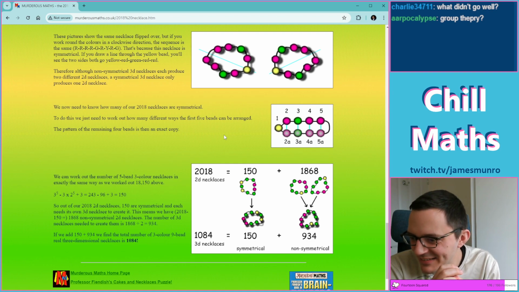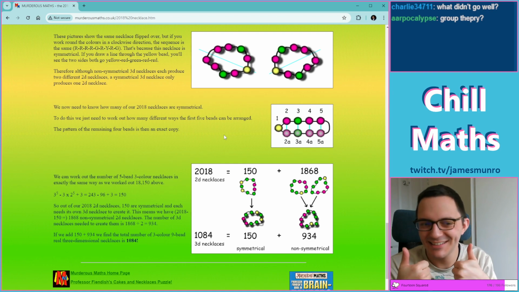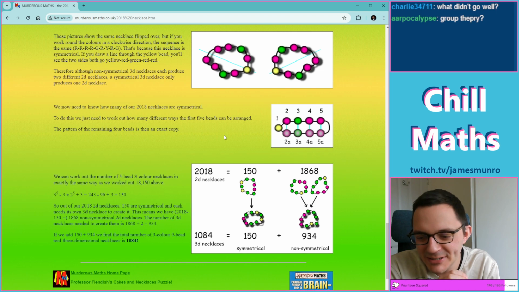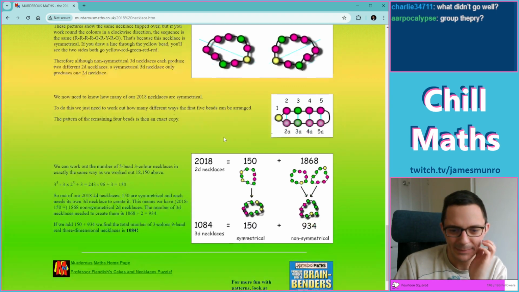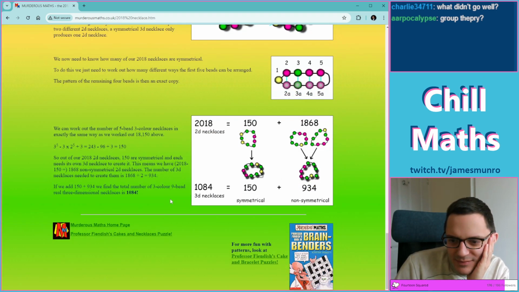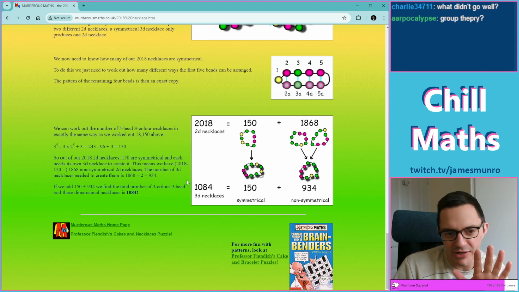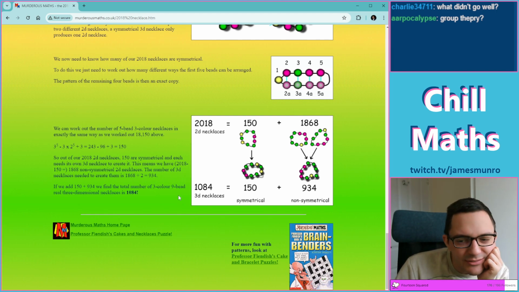Yeah. And don't worry, Charlie, Repetition and Chaos is my sort of thing and does go fine. So we're calling them 3D necklaces if you include turning it over. It's kind of reflection, which is fair enough, I guess.